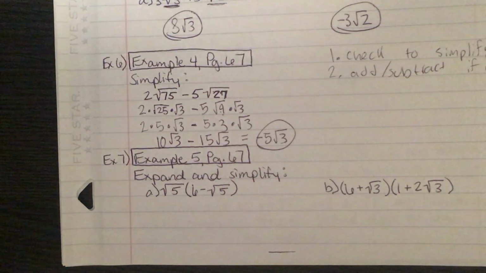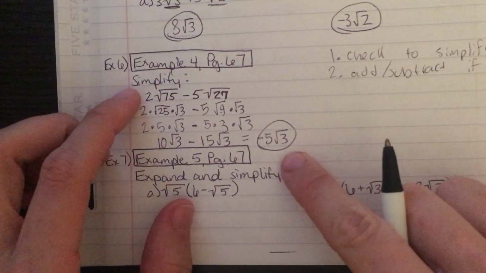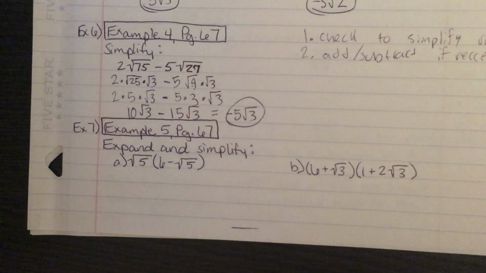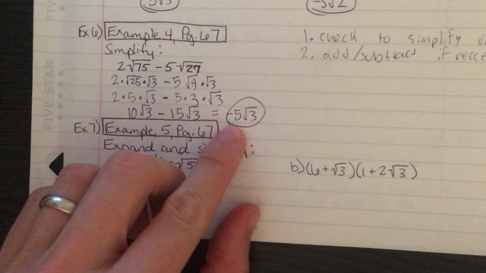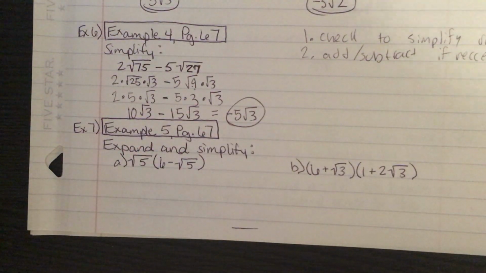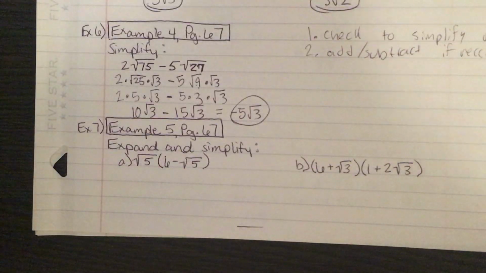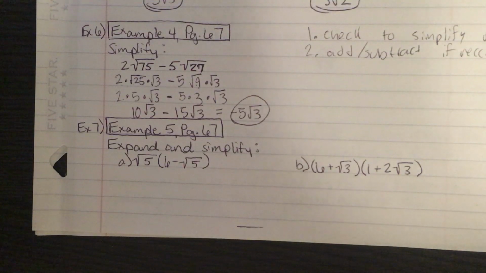Negative 5 square roots of 3, which is a lot more simple than what we had to start. You could figure out what negative 5 square roots of 3 is by hand a lot more quickly than you could the original expression right there. That's the whole point of what we just did.